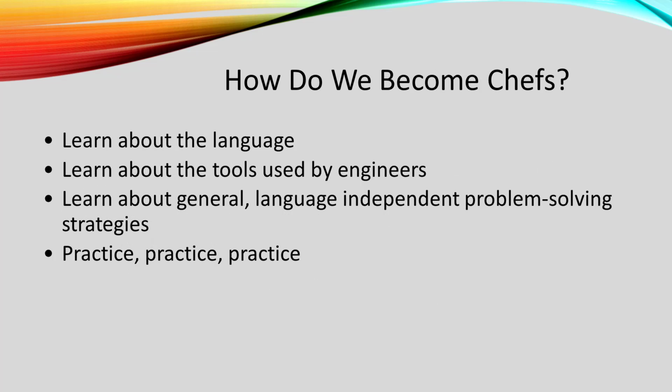So how do we become chefs? How do we become software engineers? Well, we're going to have to learn the things programmers learn. So we'll learn about the language and the tools that they use to write code. But we're also going to learn about the tools engineers use to develop language-independent solutions. And we'll learn about some language-independent problem-solving strategies. Then the bottom line is, the only way to learn to be a software engineer is to practice, practice, practice.